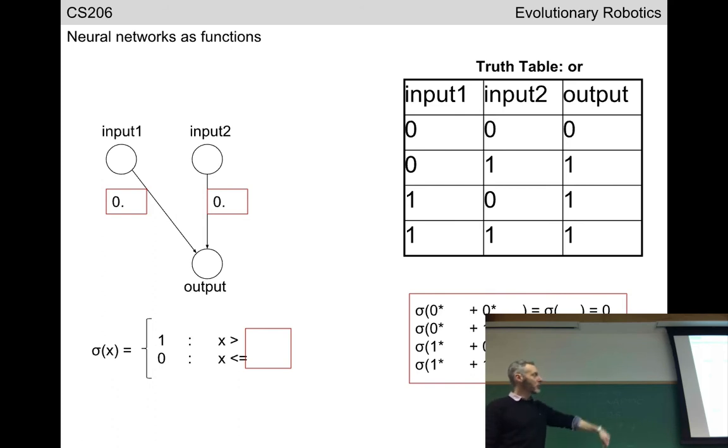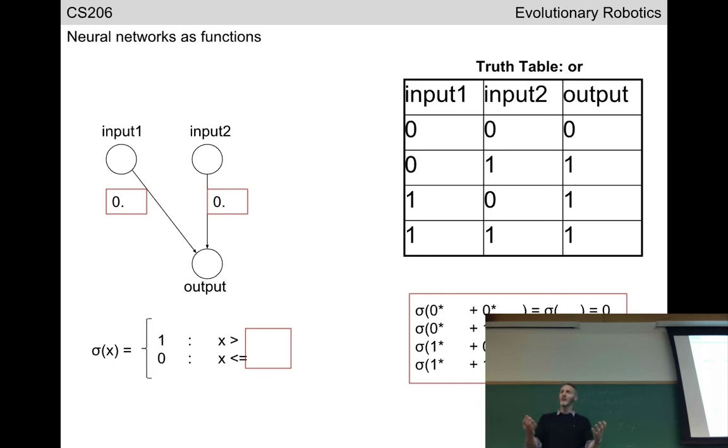So 0 times 0.5 plus 0 times 0.5 is 0. 0 is less than 0.4, so the output is 0. Let's go to the second row. 0 times 0.5 plus 1 times 0.5 is 0.5. 0.5 is greater than 0.4, so we got above the threshold, so we set the output neuron to 1. I won't do the third row and the fourth row, but you should easily be able to see by visual inspection that this weight and this threshold instantiate the AND function, or sorry, the OR function.